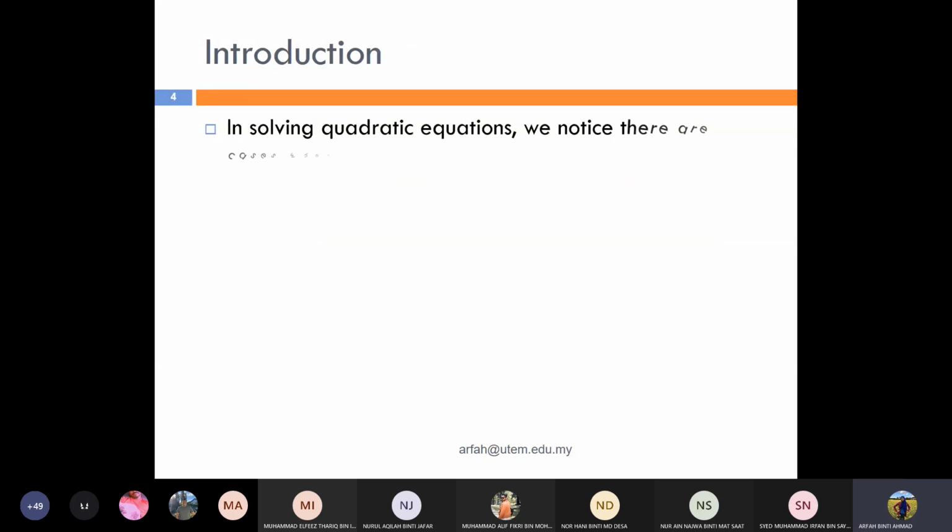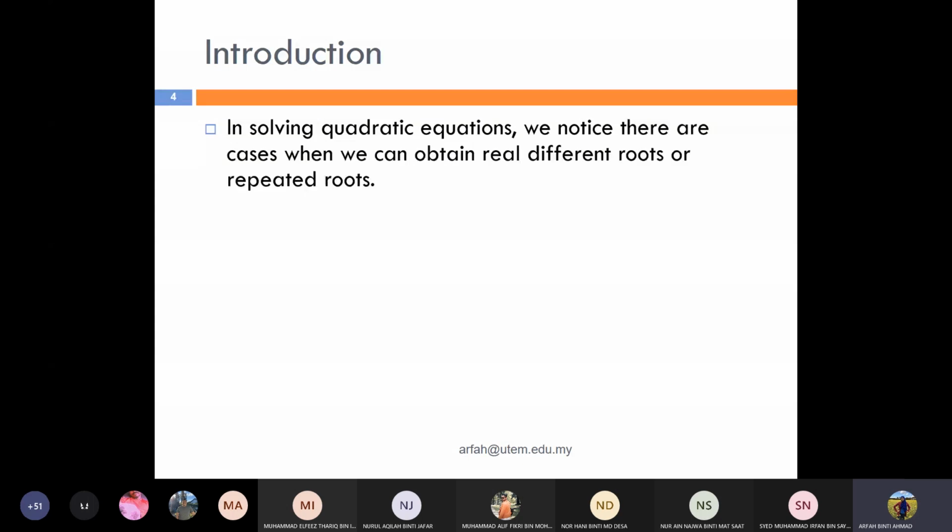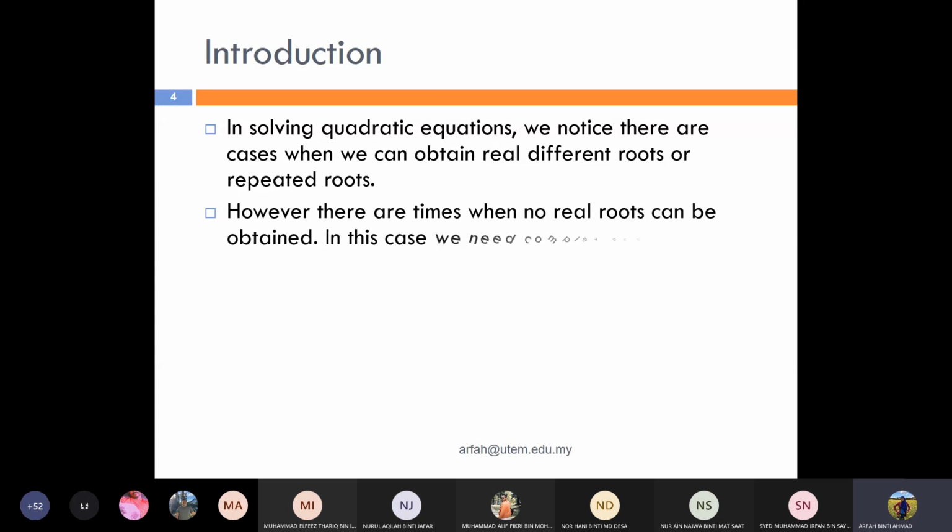So in solving quadratic equation, we notice there are cases where we can obtain real different roots or the repeated roots. Okay. Yang awak dah tengok dalam chapter 1, 2 dan 3, awak ada buat iteration and so on. And then kalau kita ada quadratic equation, katakan x squared plus 4x minus 20, and we want to find the roots for the quadratic equation. So awak akan dapat x1 maybe akan sama dengan x2, or you may get jawapan in term of real number. Okay. And there are times when no real roots can be obtained. In this case, we need a complex number. I will show you the example where this case happened later on.